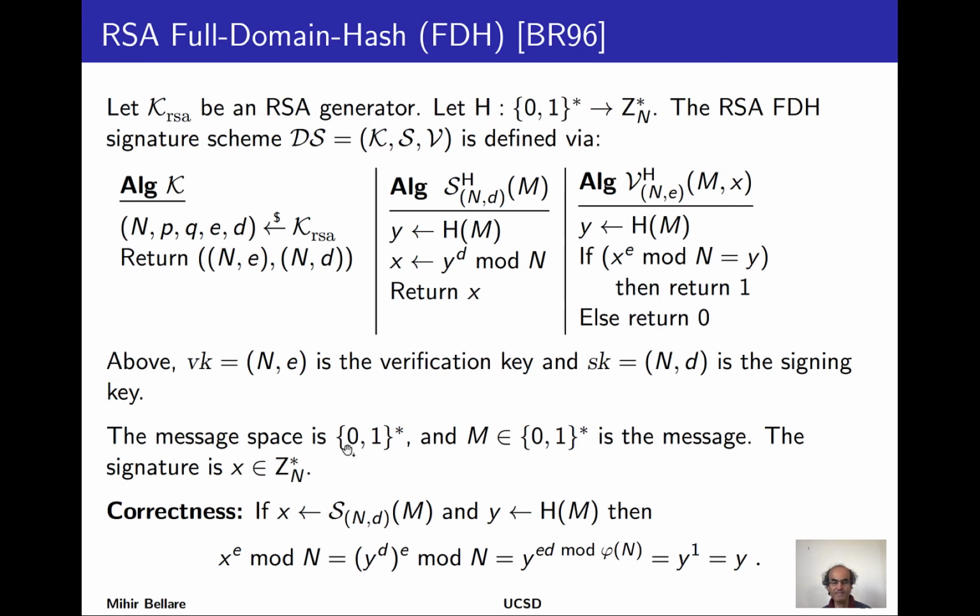Here, the message space is now all strings. It's the domain of the hash function. But the signature is still a group element. And correctness is the same as before. If you generate a signature according to the above algorithm on a message M, let's just denote by y the hash of M. And then we see that exactly the same algebra as before holds. And now this shows that this algorithm will return 1.